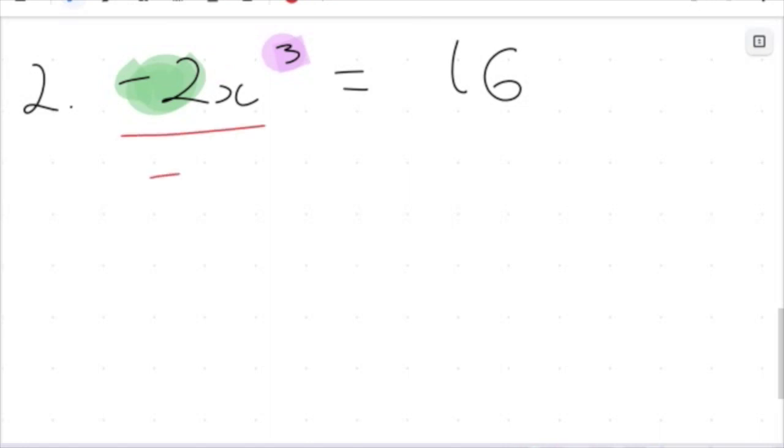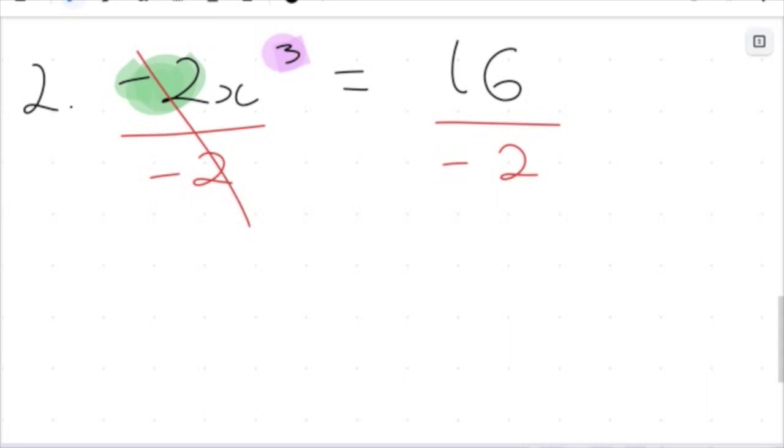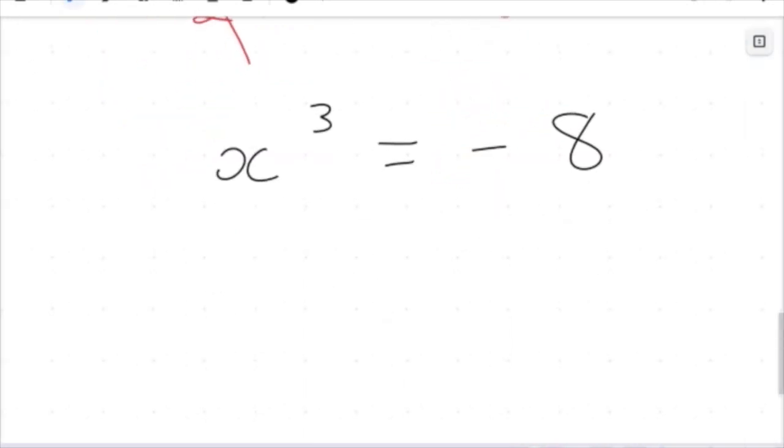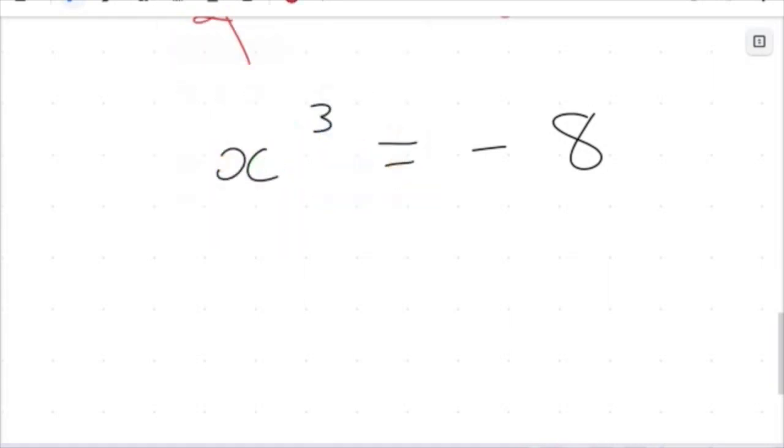Here my negative 2 is multiplying by x cubed, so I can divide both sides by negative 2 in order to cancel out that coefficient, that number in front of x cubed. And negative 2 divided by negative 2 just gives me 1. They cancel out. So I just get x cubed equals negative 8. And now I have something in the same form as I did up the top, which I can undo quite easily by taking the cubed root.